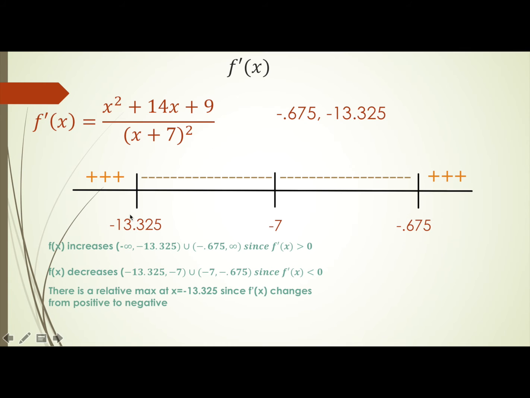There is a relative max at x equals negative 13.325 since the derivative changes from positive to negative. There is a relative min at x equals negative 0.675 since the derivative changes from negative to positive. You always have to write these sentences when doing function analysis.